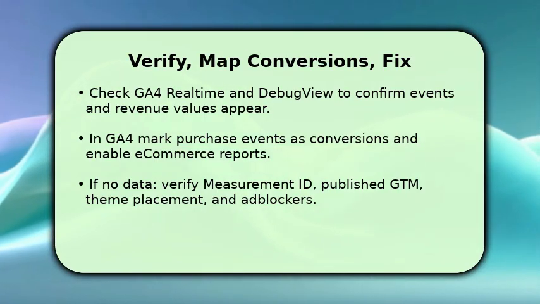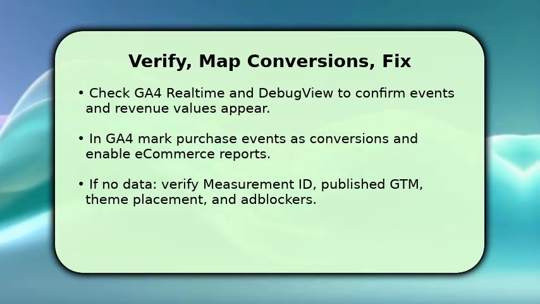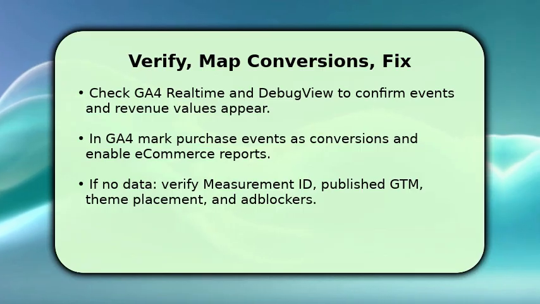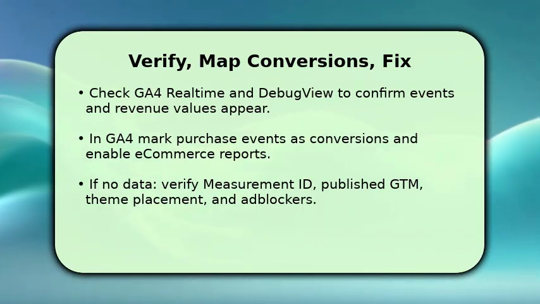You should see events in GA4 real-time and debug view. Once you confirm purchase events include revenue and items, mark them as conversions so funnels and reports populate. Make sure enhanced measurement and e-commerce reporting are enabled.